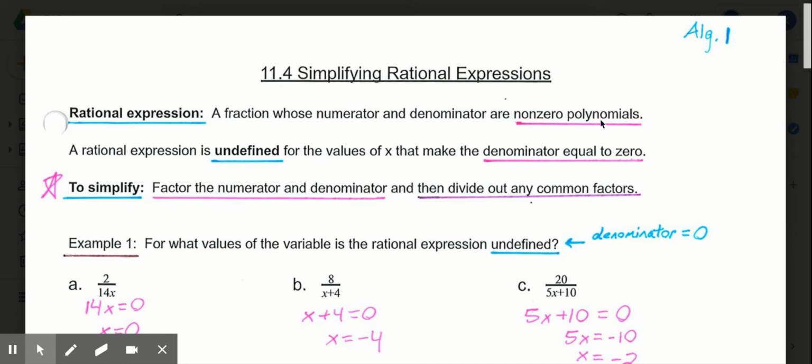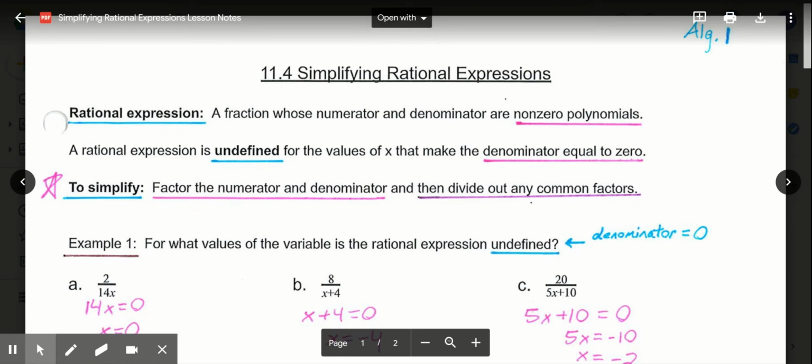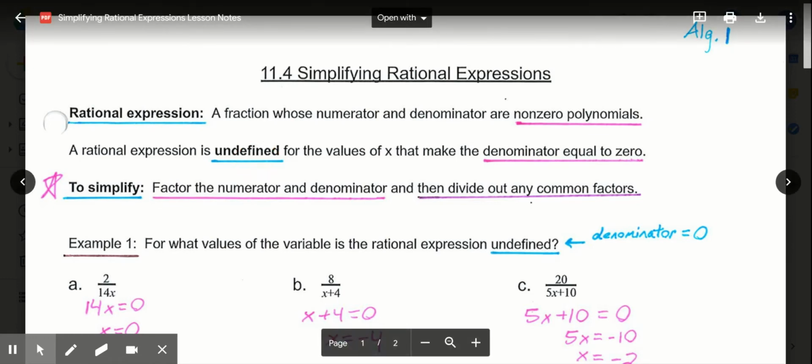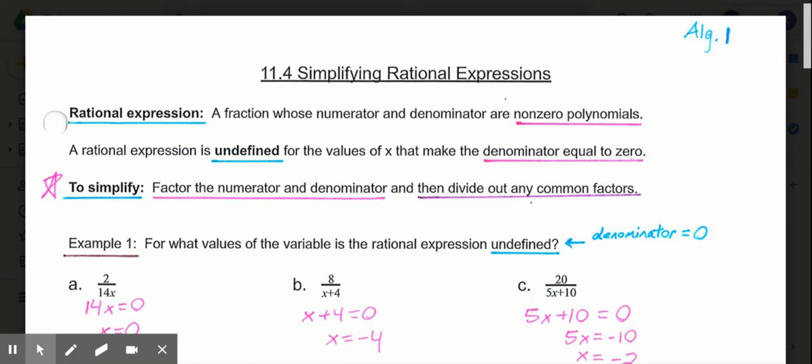But the first idea we're looking at is that a rational expression is undefined for the values of x, or whatever variable it is, that make the denominator equal to zero. So if our denominator equals zero, that means our rational expression is undefined. The way that we do that, and we'll look at a few examples in just a second, is we'll set the denominator equal to zero.